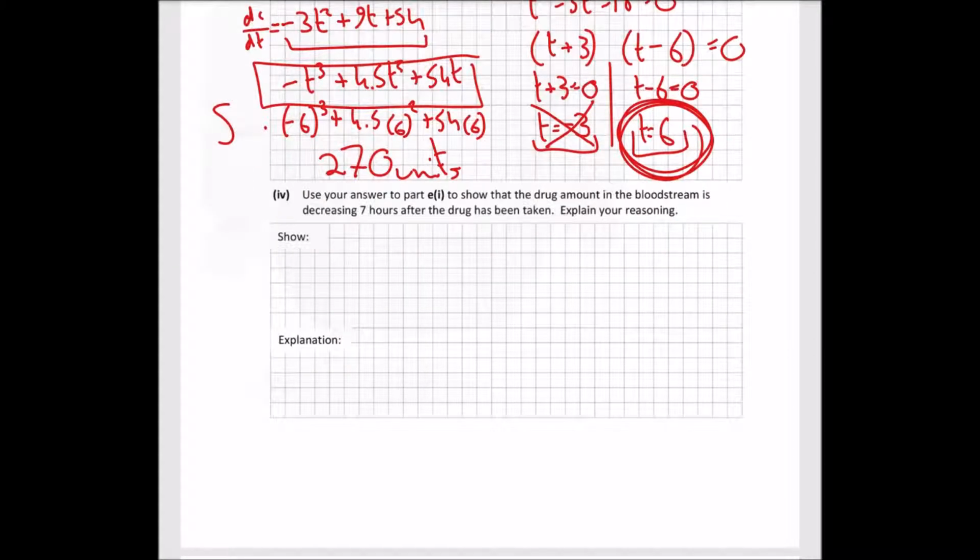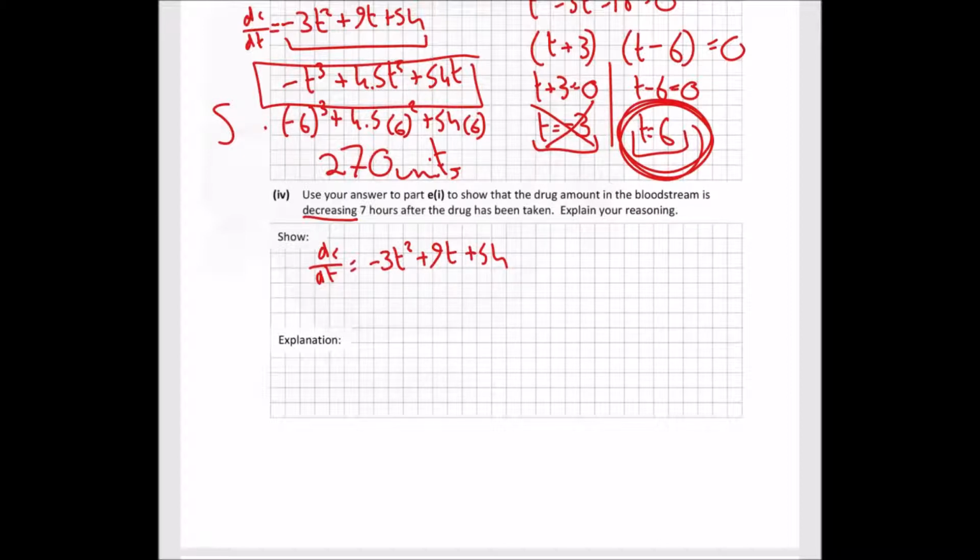Okay, so last question in this. Use your answer in part E(i) to show that the drug amount in the bloodstream is decreasing after 7 hours. Okay, so we're looking at increasing and decreasing, so we're thinking of rate of change. Is it increasing or is it decreasing? So I'm going to look at my rate of change formula, i.e. the differentiated formula. Okay, and there it is.